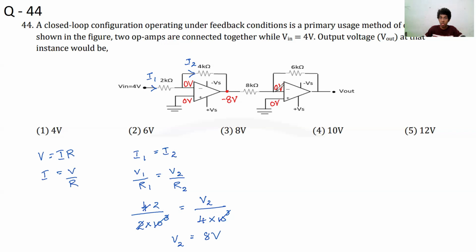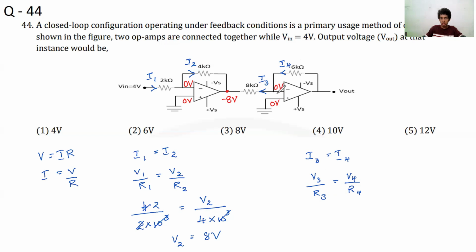As the current flows from a higher potential to a lower potential, here the current flows in this direction. And as no current flows into the op-amp input terminals according to the second golden rule, the same current flows through the 6 kilo ohm resistor and the 8 kilo ohm resistor. Let's take those two currents as I3 and I4. So, as I3 is equal to I4, we can write V3 over R3 is equal to V4 over R4.